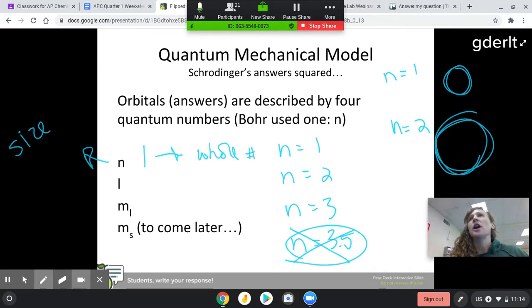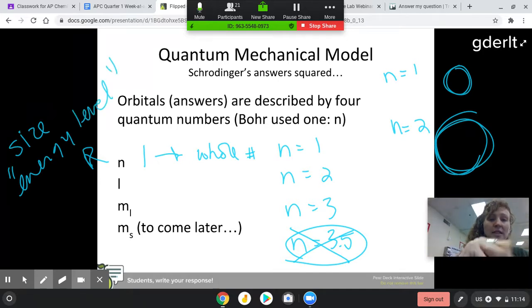Also, when you're talking about the quantum number N, if you say, "I found the electron in N equals 3," we would call that an energy level. So it's kind of like the biggest, most general way you can talk about orbitals. And that will make a little more sense once we get into the other ones.